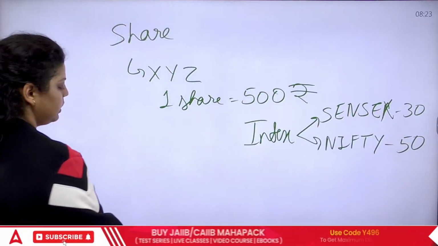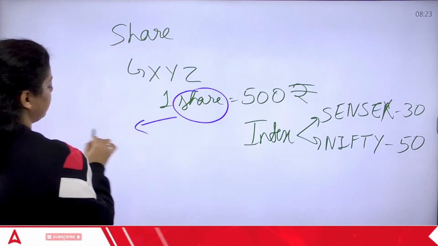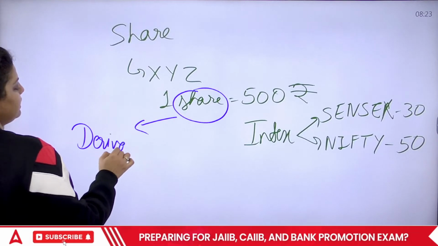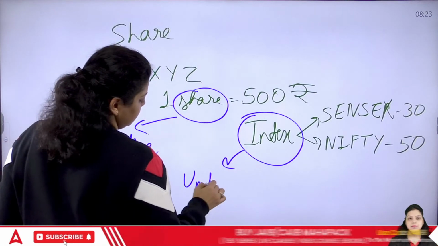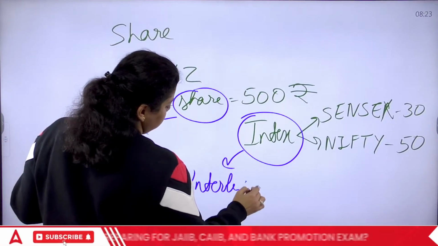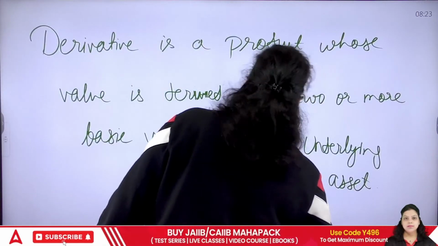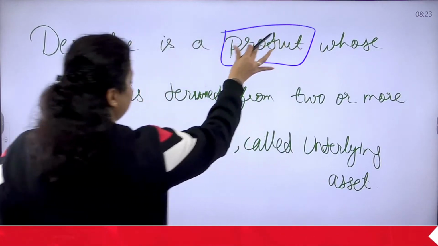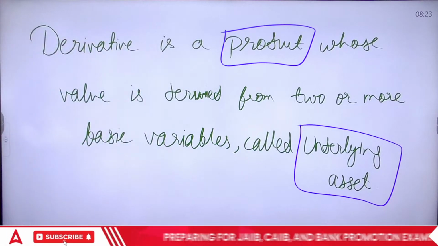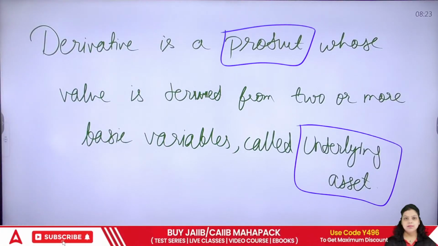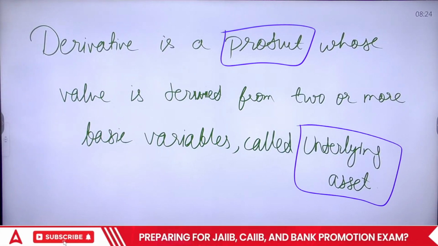It means now the derivative of mine is share. Now this share is the derivative because share is a product now, and the value of this share is created on the basis of index. So this index will be underlying asset. So this is what we have defined in the definition, that derivative is a product, and the value of this product will be derived from two or more basic variables, that is known as underlying asset. I hope now the concept of derivative is clear to all of you. Yes or no? I hope it is clear.